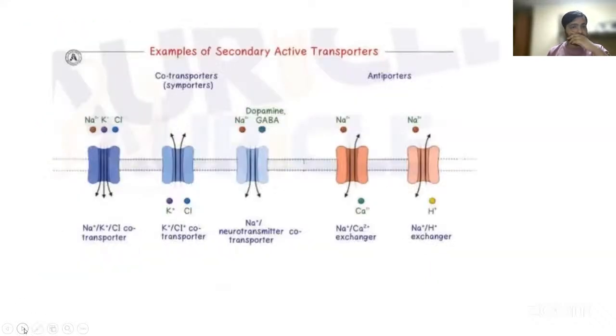For example, the most common one, sodium, potassium, and chlorine are moving in the same direction, the sodium potassium chlorine co-transporter, right? Potassium and chlorine moving together out of the cell is the potassium chlorine co-transporter. Sodium and neurotransmitters like GABA or dopamine move together inside the cell. It is called the sodium neurotransmitter co-transporter.